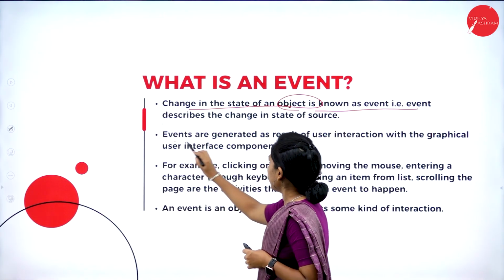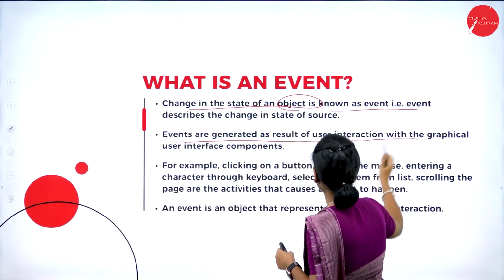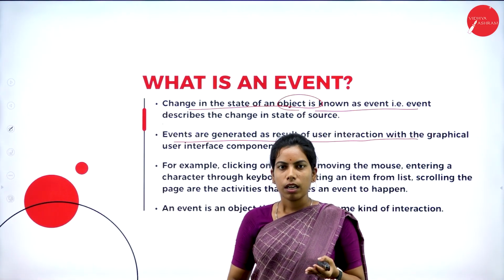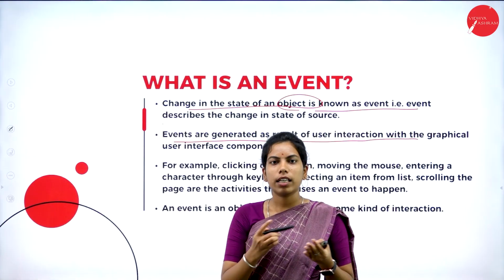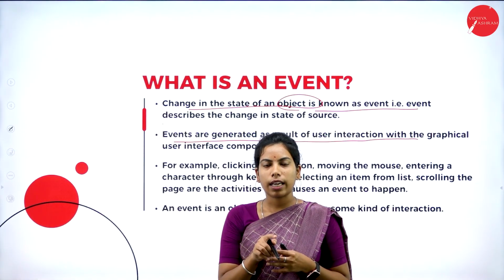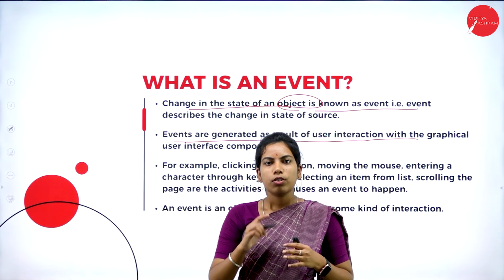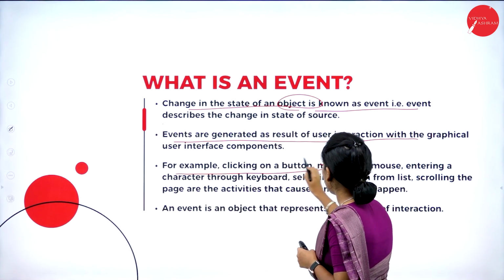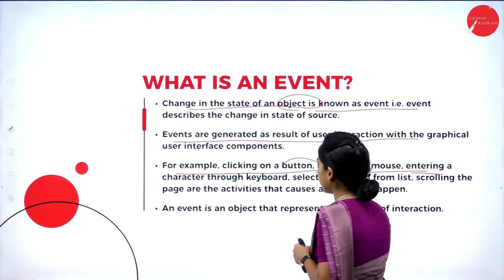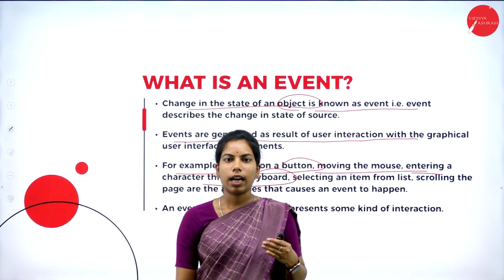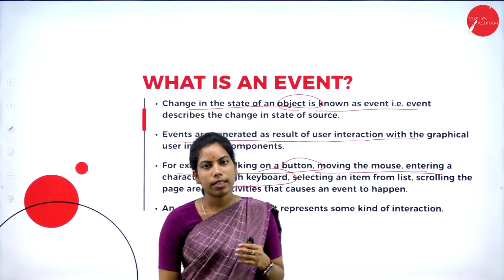Also, events are generated as a result of user interaction. For example, when you consider a website and you click on some icon or some images, that is also an event. By clicking that app or something, it will open something, right? Like that. For example, clicking a button, moving the mouse, or entering a character through the keyboard. These are considered to be what? Event handling, or examples of events.